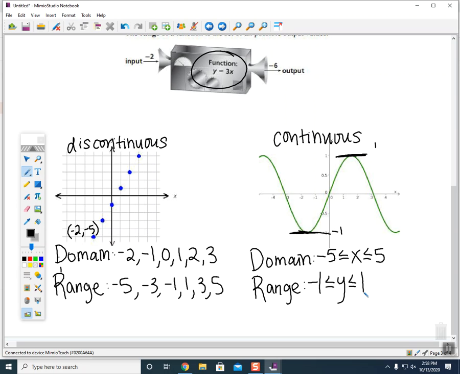So my domain and my range look a little bit different with a continuous graph than they do with a discontinuous graph. With a discontinuous graph, I'm just listing out numbers because I just have separate points. But with a continuous graph, since it's all connected, I need to account for every single fraction of a point on this line. I'm not just saying my domain is that my x's can just be the whole numbers. Well, that's not true. My x can be any of these numbers in between -5 and +5. And so that's why I'm accounting for all of that.